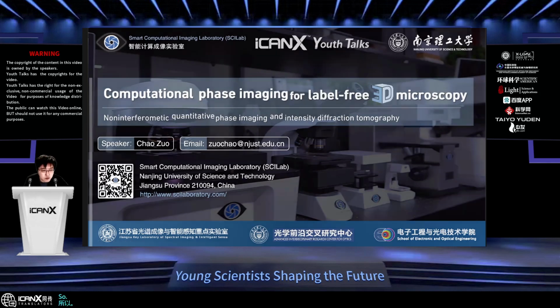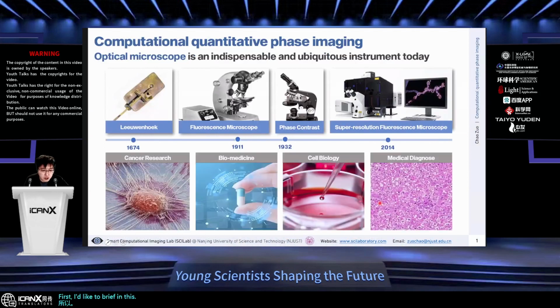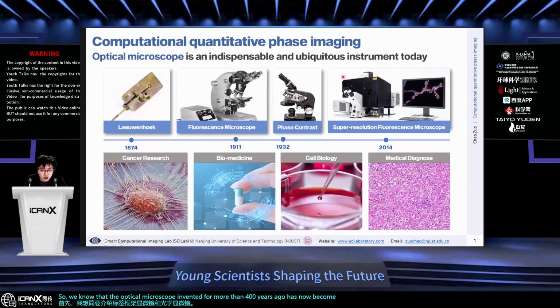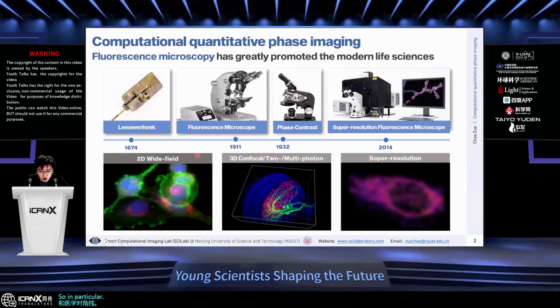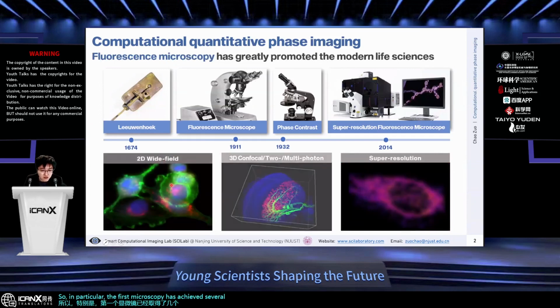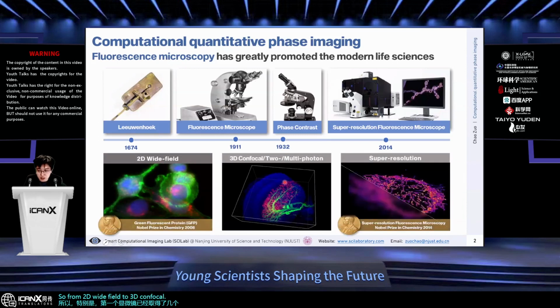So first, I'd like to briefly introduce label-free microscopy and optical microscopy. We know that the optical microscope, invented more than 400 years ago, has now become an indispensable and ubiquitous instrument. We use microscopes every day in many areas of science and technology, for example cancer research, biomedicine, cell biology, and medical diagnosis. In particular, fluorescence microscopy has achieved several leaps, from 2D wide field to 3D confocal multiphoton microscopy, and then to super resolution fluorescence microscopy, greatly promoting the development of modern sciences.